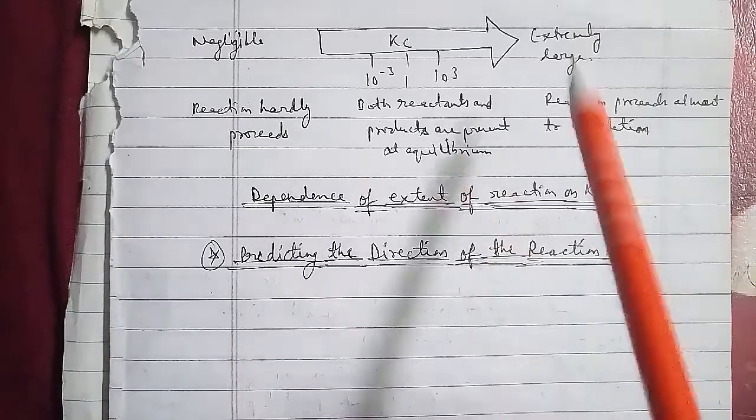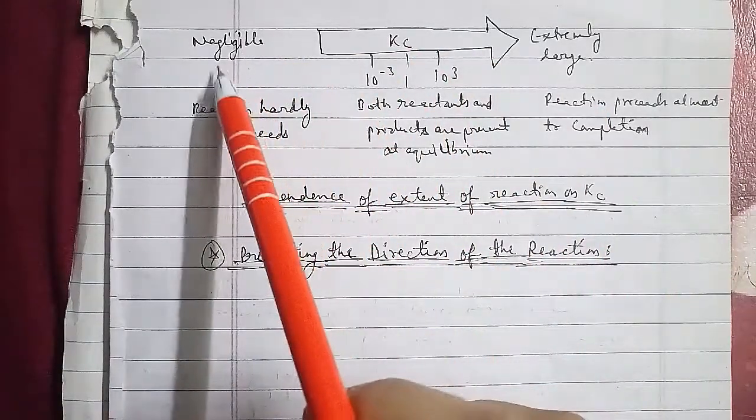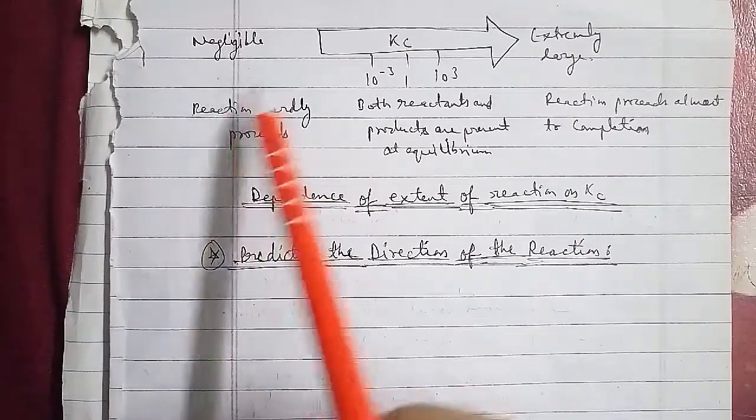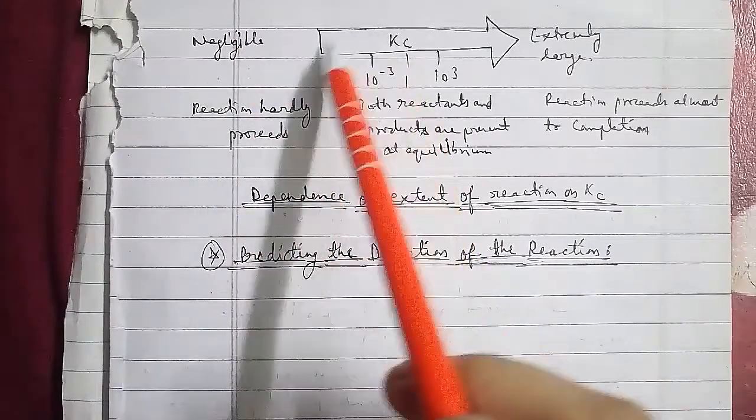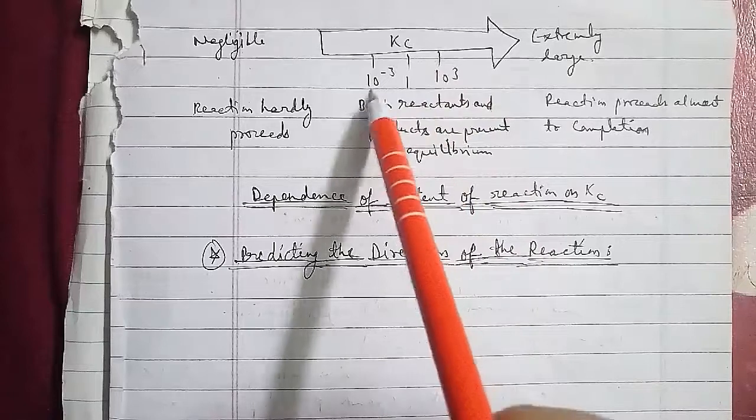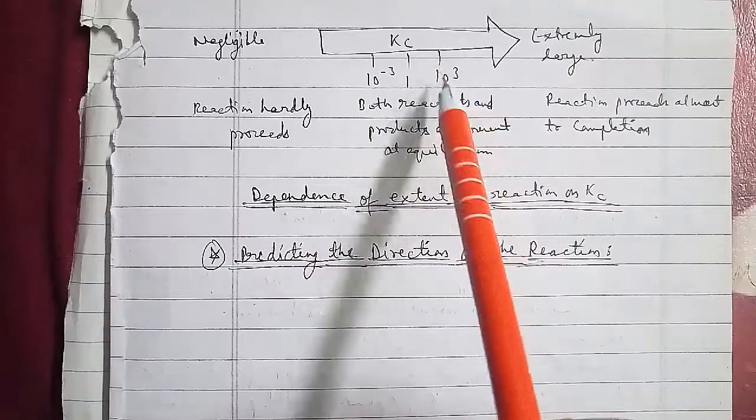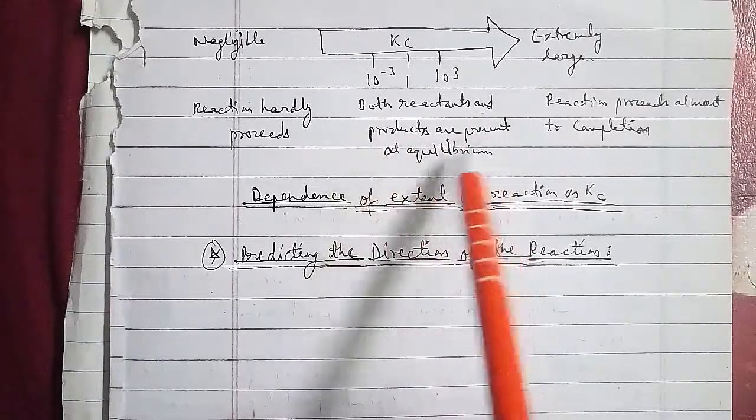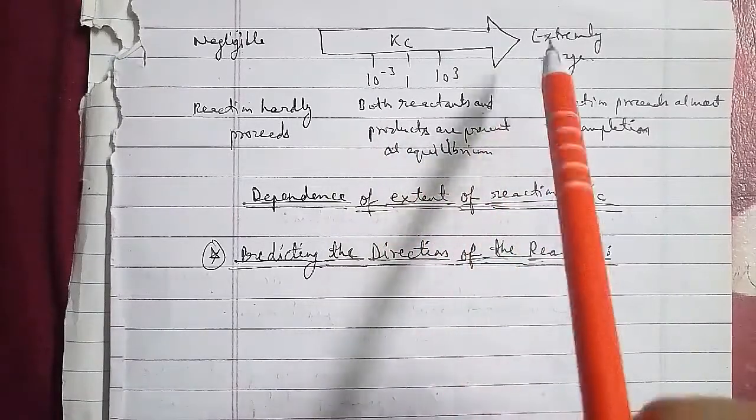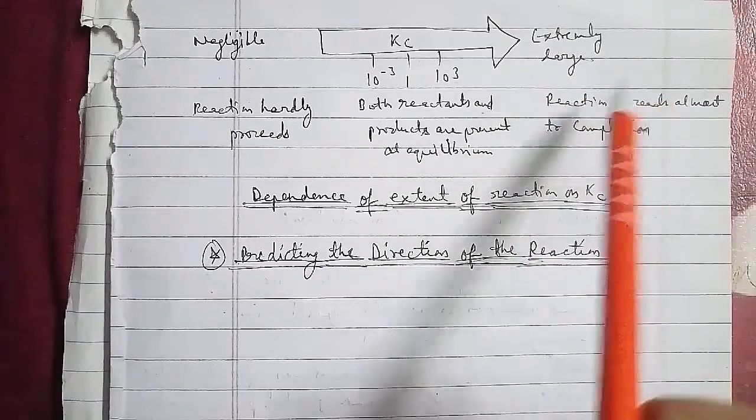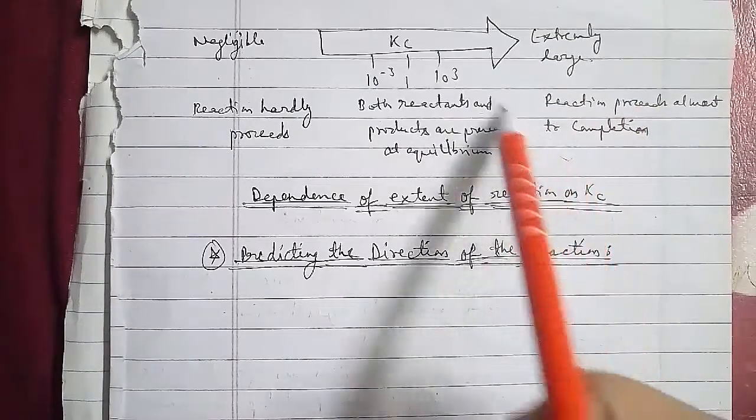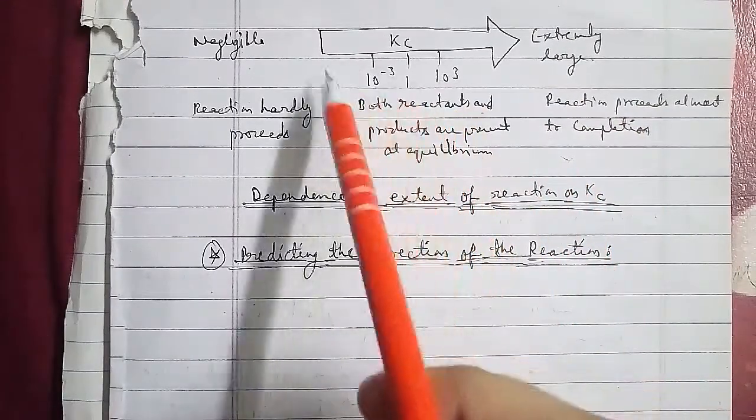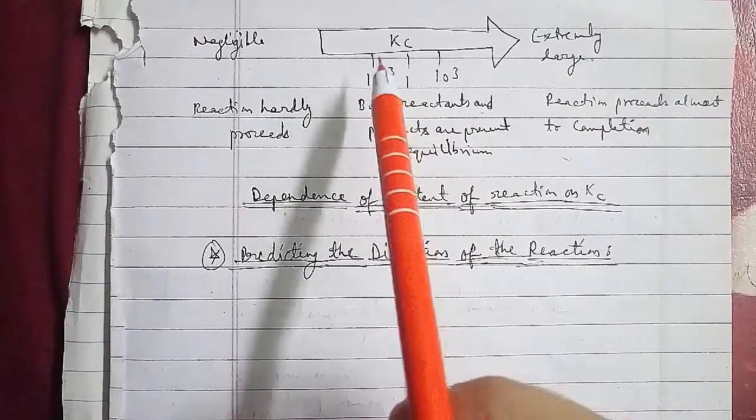With regard to that, this is the depiction of the extent of the reaction of Kc. Now we'll discuss predicting the direction of the reaction, that is, how we predict the direction of the reaction. Knowing this, the equilibrium constant helps in predicting the direction in which a given reaction will proceed at any stage.